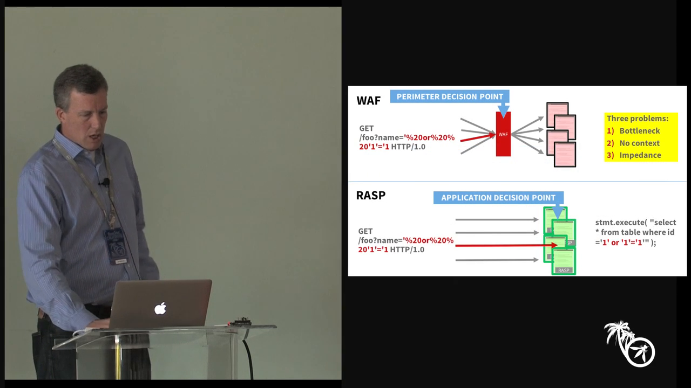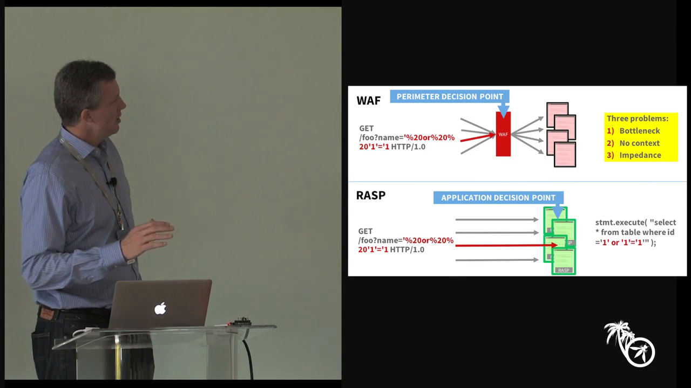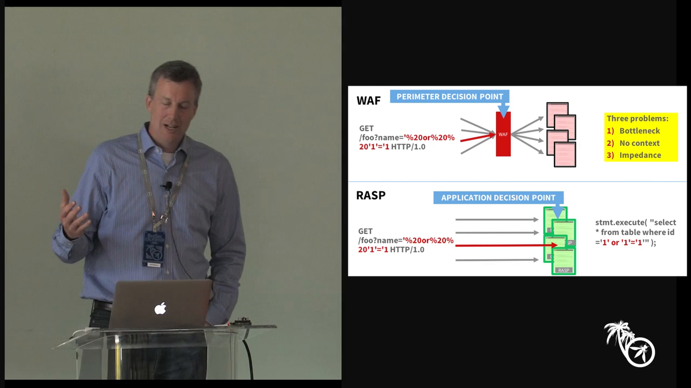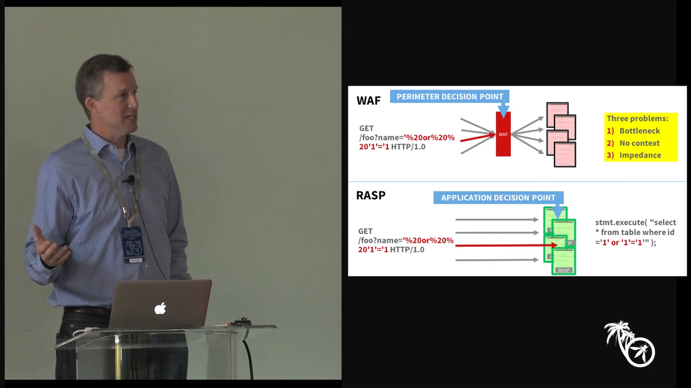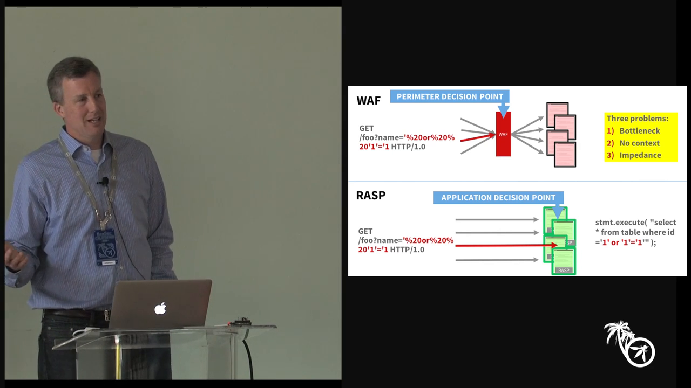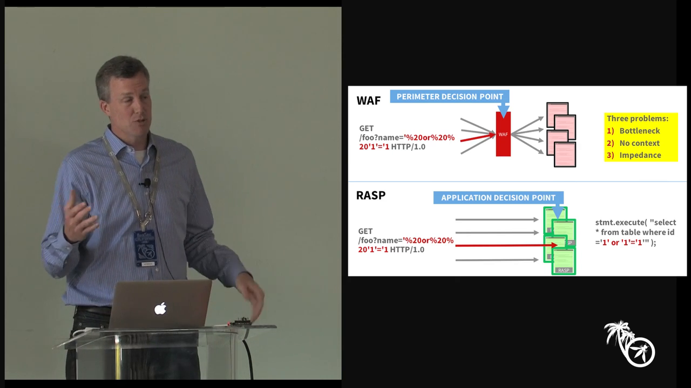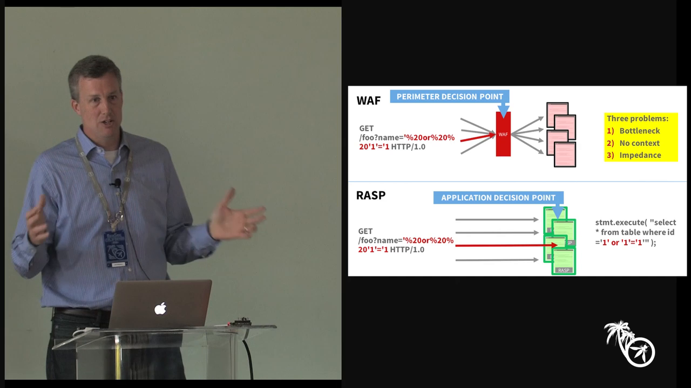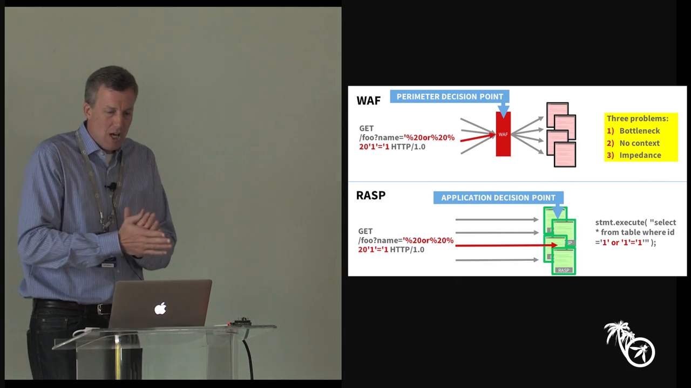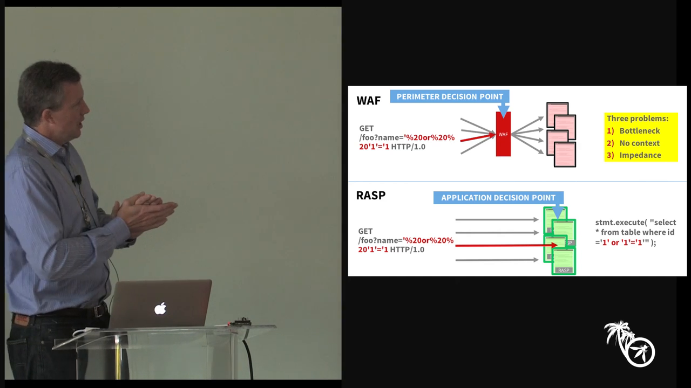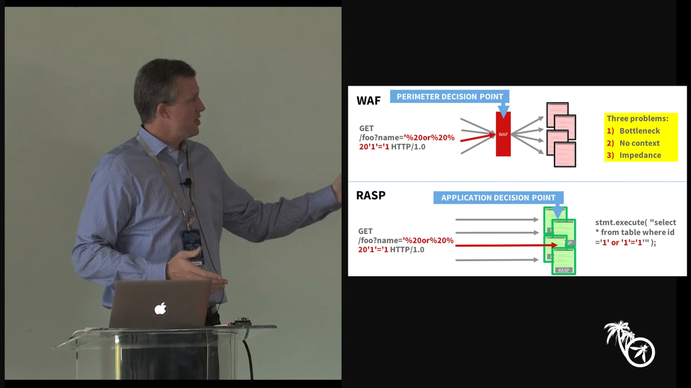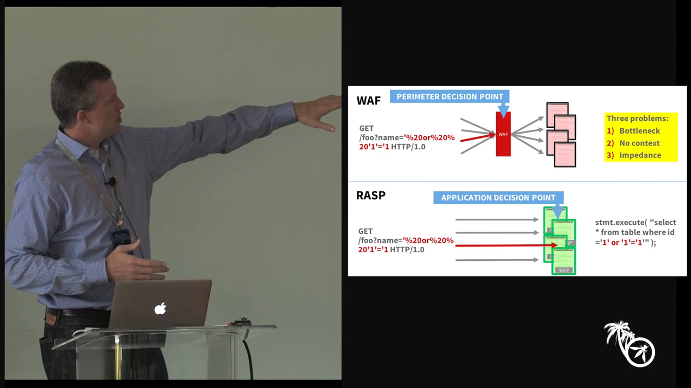So I wanted to compare WAF and RASP. And yes, RASP can block attacks like a WAF. But I don't really like that comparison because, as I'm going to explain, RASP is really much broader than just the WAF use case. In this case, I think there's some advantages to RASP. So really, there's three problems with WAF.